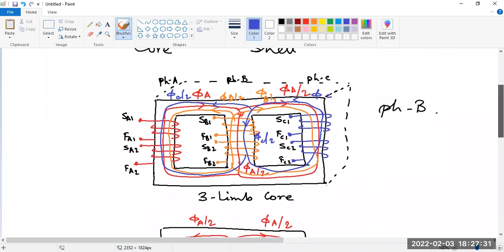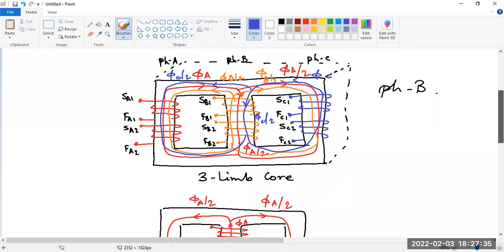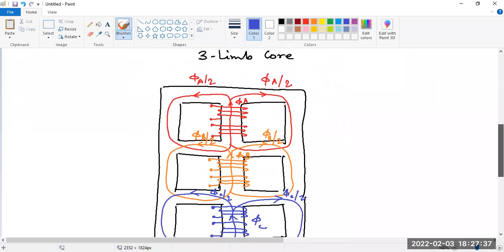Sir, this one, the flux path is a little bit clumsy, no? The paths are, yes sir, the fluxes are okay, and in this particular construction, that is the shell type, it is a little bit clean, yes.